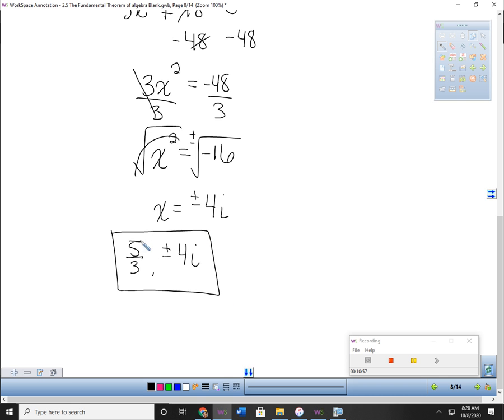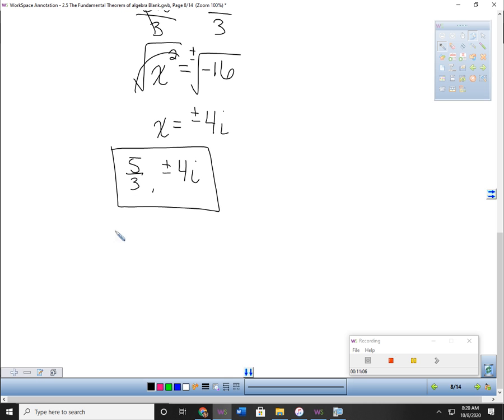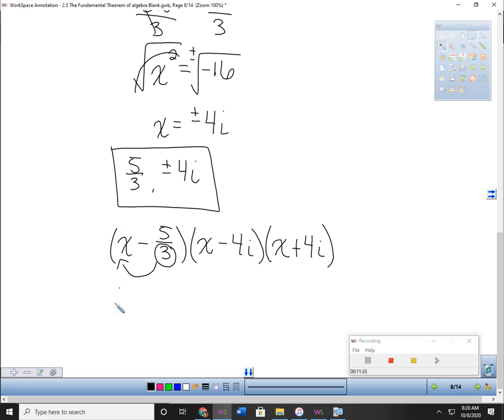Now I have to write that as a product of linear factors. So if I changed the sign of this, right, that would be x minus 5/3. This would be x minus 4i because of the positive, and x plus 4i for the negative one. But I'm going to point this out. I don't want this fraction left here. So normally when we factor, right, we move that bottom to the front. So this is going to be 3x minus 5. And then keep the other two at the back.